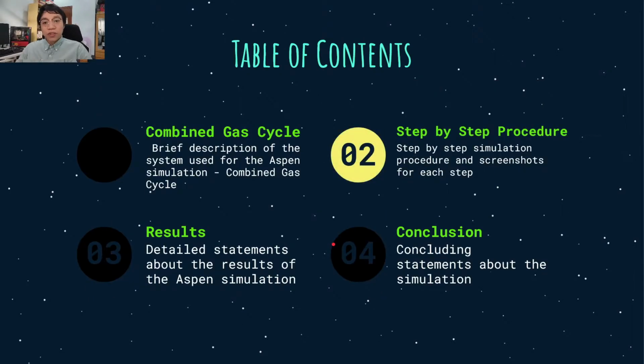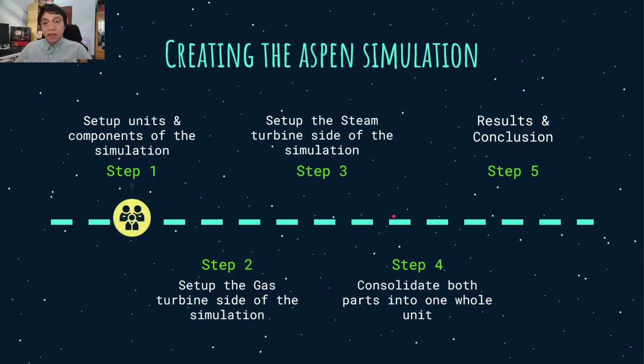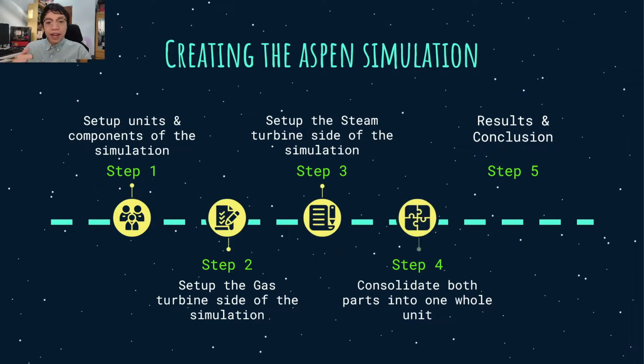Now we're going to proceed to the step-by-step procedure on how we conduct the simulation for Aspen Plus version 11. Here's an outline for the entire process. First step is we're going to set up the units and components of the simulation. The second is we're going to set up the gas turbine side of the simulation, followed by the steam turbine side. And finally, we're going to consolidate both cycles and refine any errors or wrinkles that we may see in the simulation. Then we're going to discuss the results and conclusion.